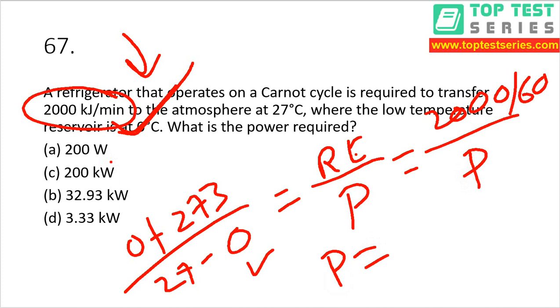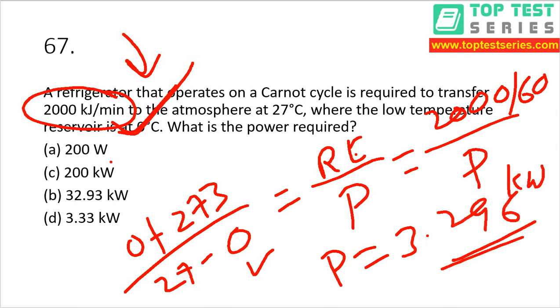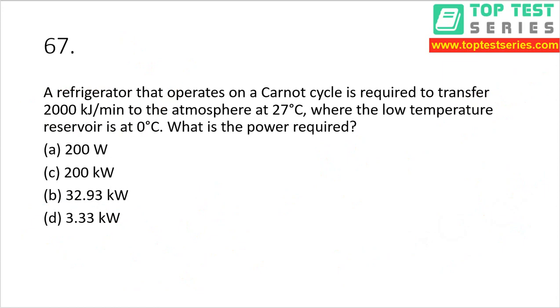Let me solve this, because I have already given you the task, right? So I can solve this, I think so. Okay, so it's 273 divided by 27, so it's 3.296 kilowatt. So the answer for this question is what, my dear? Option D is the correct answer for this question. Yeah, it is equivalent to that, right? So option D is the correct answer for this question.